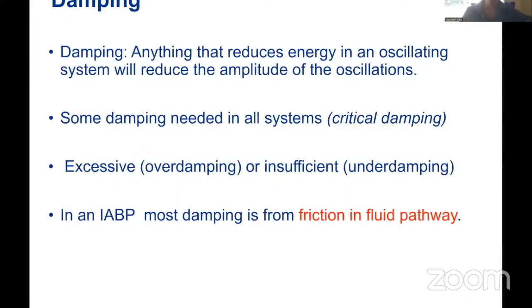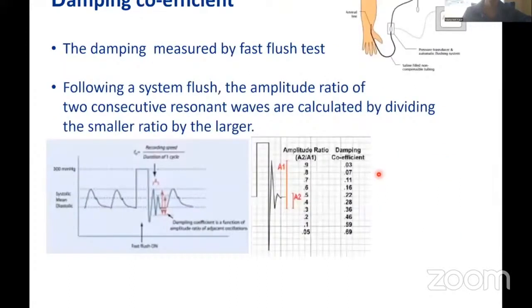However, some damping is always required in the system. That's called critical damping. If it's excessive, the system is considered to be overdamped, or if it's insufficient, it's called underdamping. In an IABP, most damping is due to the friction in the fluid pathway. The damping is measured by a fast flush test.